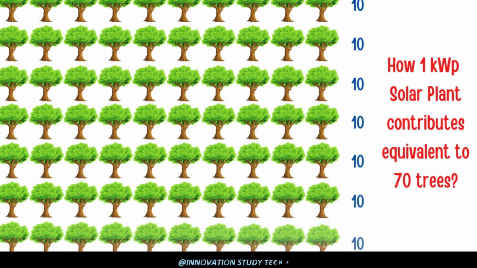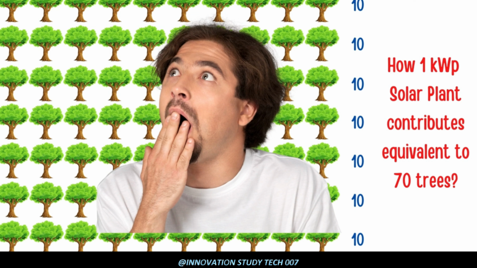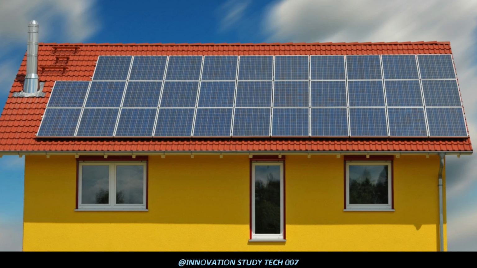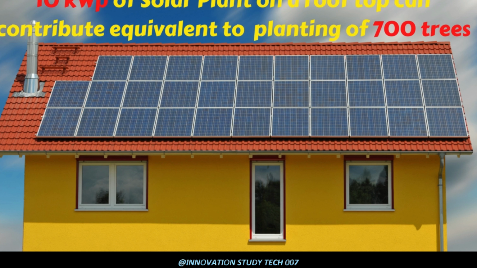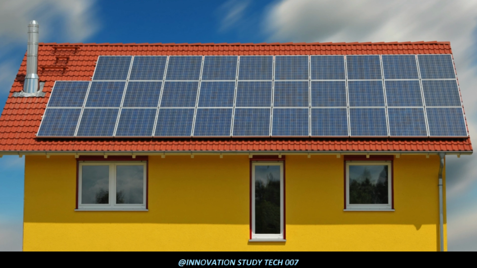1 kilowatt of solar plant is equal to 70 trees. This really fascinated me when I first came to know this. Just imagine someone able to put a 10 kilowatt solar plant on a rooftop. It would lead to a contribution of 700 trees. Yes, 700 trees. What a great contribution it would be.